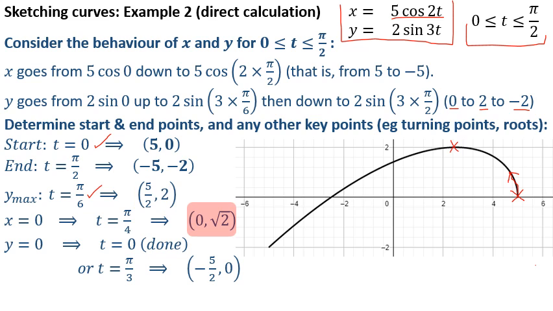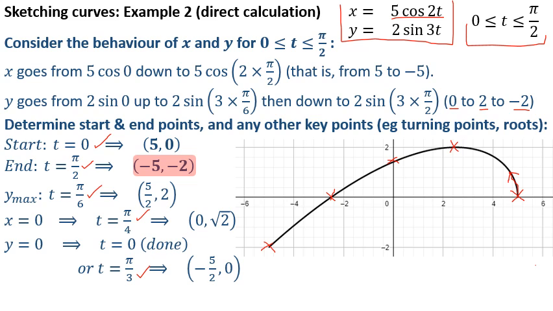If we carry on, the next point we get to after pi by 6 is pi by 4, which is 0, root 2. So here's our root 2 value. It looks about right on the graph, 1.4-ish. And then from there, we get to pi by 3, the next largest value of t, minus 5/2, 0. There's our minus 2.5, 0 point. And finally, the end, when we go all the way to pi by 2, we have the point minus 5, minus 2, which is the very extreme point here.